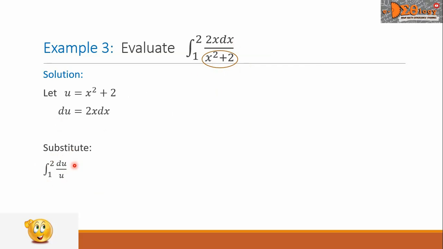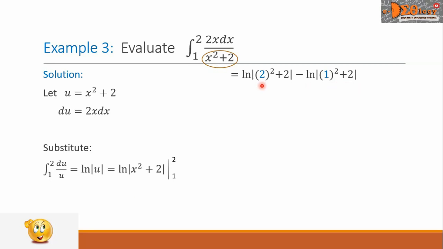The integral of du over u is simply the natural log of the absolute value of u. Let us return the value of u, which is x squared plus 2. So we have the natural log of the absolute value of the quantity x squared plus 2. Let us evaluate this with respect to the limits of integration. Starting with 2, we have the ln of the absolute value of 2 squared plus 2, minus the natural log of the absolute value of 1 squared plus 2.